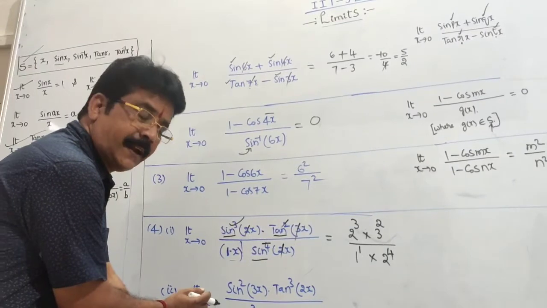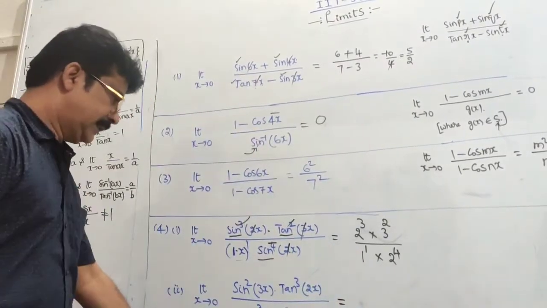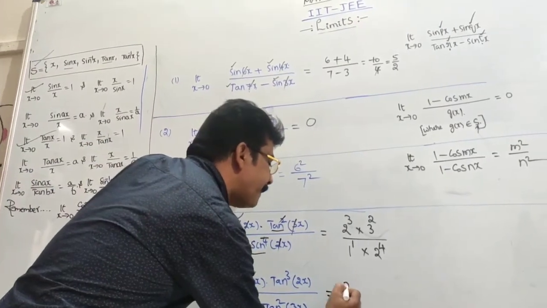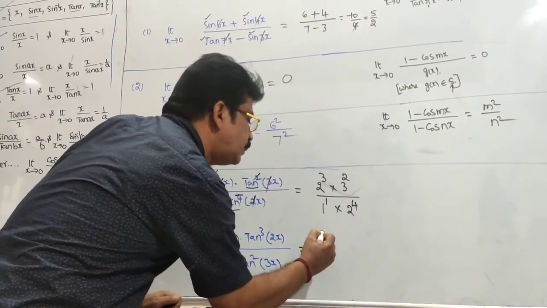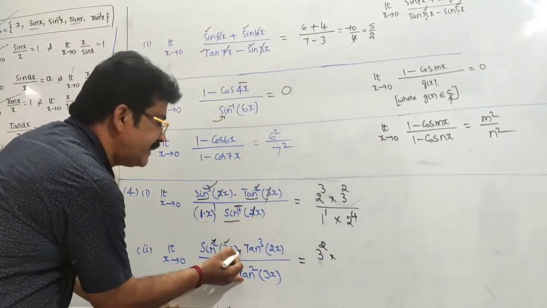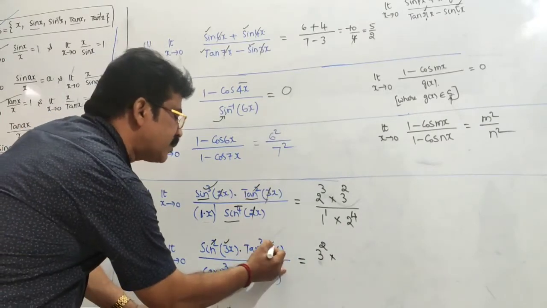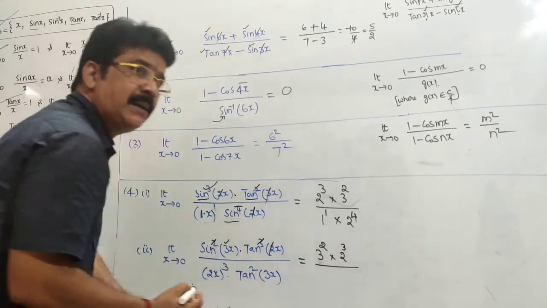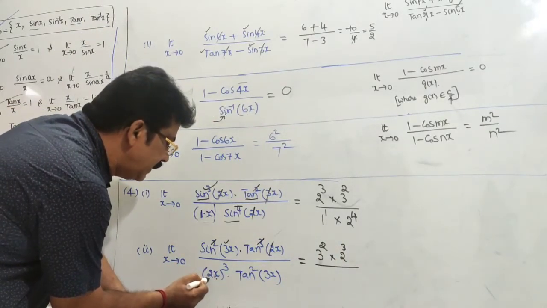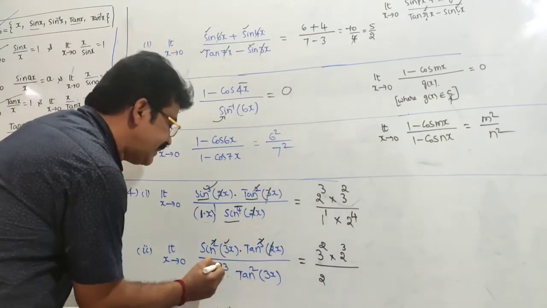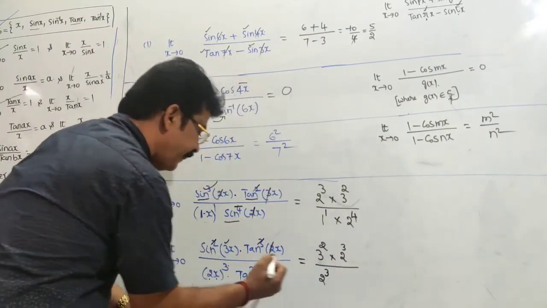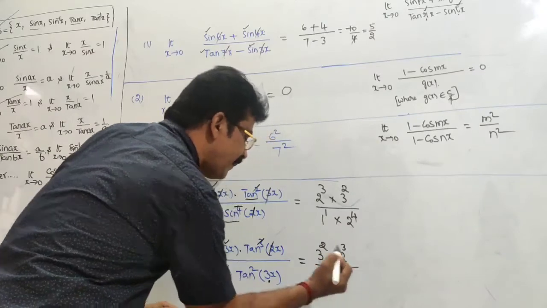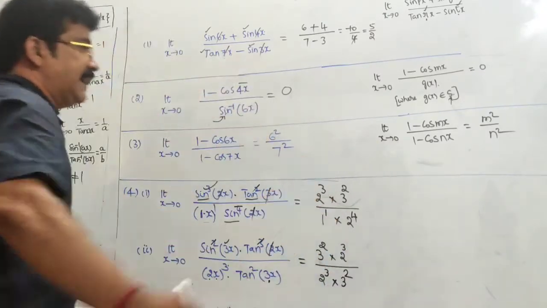Next, you see here. That is equal to, tell me, what is the x coefficient? 3. What is the power? 2. Power 2, into is here, therefore into. Next, x coefficient power 3 divided by, what is the x coefficient? 2. What is its power? 3, into, what is the x coefficient? 3. What is its power? 2. This is the answer.